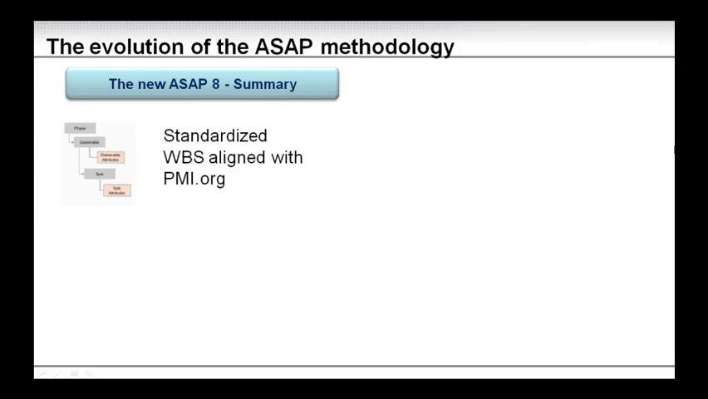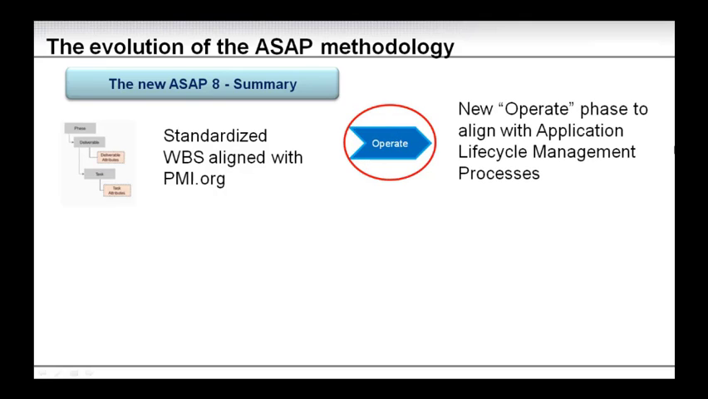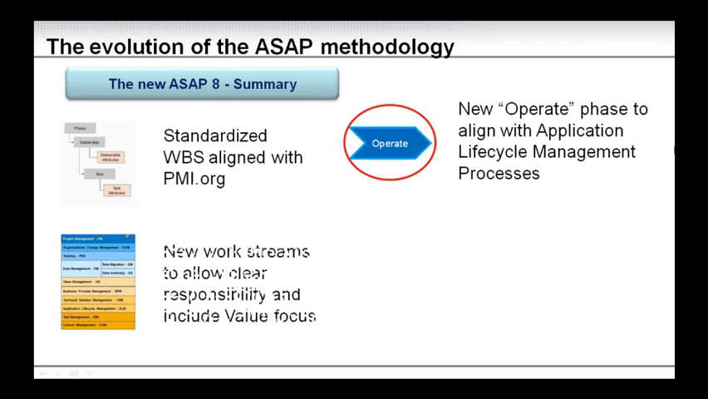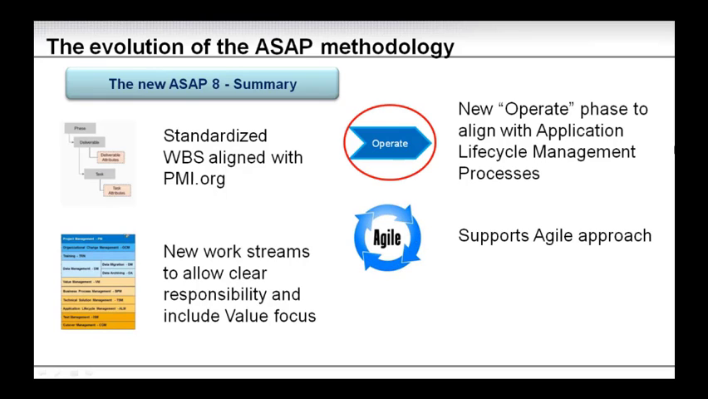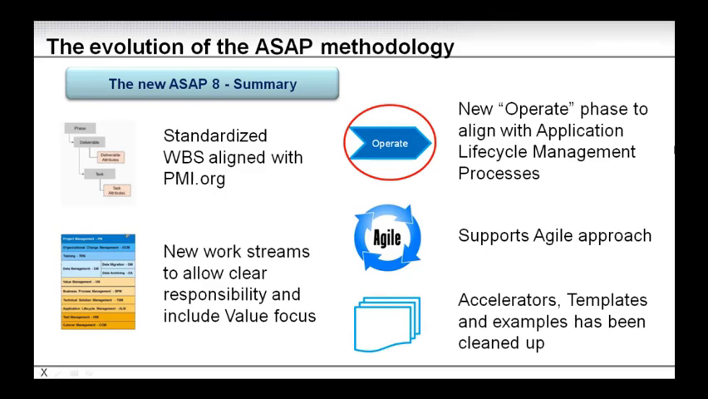So in summary, the new ASAP 8 has a standardized WBS aligned with PMI.org. So it's aligned with a project management best practice. A new operate phase to align with application lifecycle management processes. New work streams to allow clear responsibility and include value focus. The new ASAP 8 also supports an agile approach as well as a standard approach.